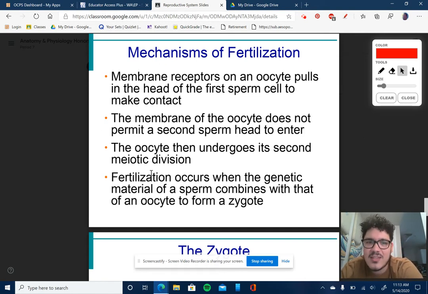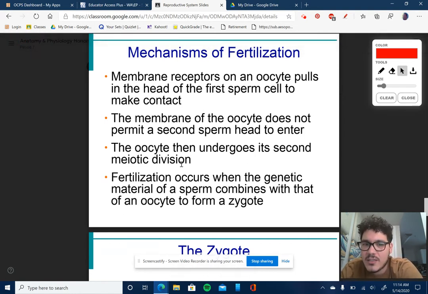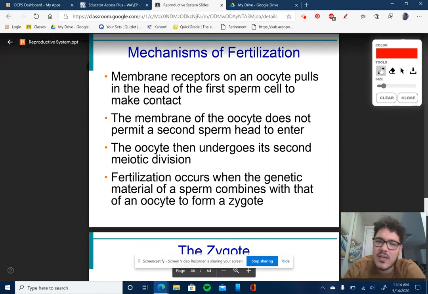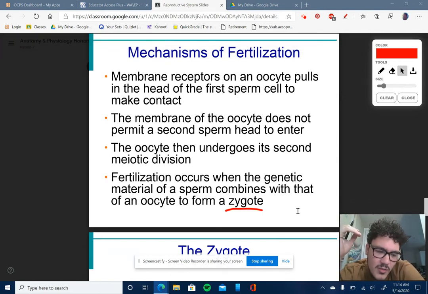So that's a rather interesting concept here, and that's what we see here. A membrane of the oocyte does not permit a second sperm head to enter. The oocyte then undergoes its second meiotic division. Fertilization occurs when the genetic material of a sperm combines with that of an oocyte to form what we call the zygote. Once again, I'm just going to underline that so we're all on the same page of that term. But that's just what we call the fertilized egg that has fused these chromosomal counts together to create what humans have, 46 chromosomes.